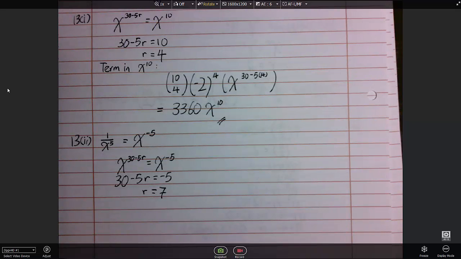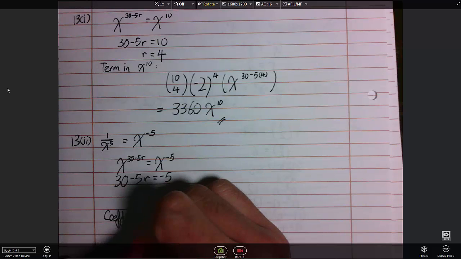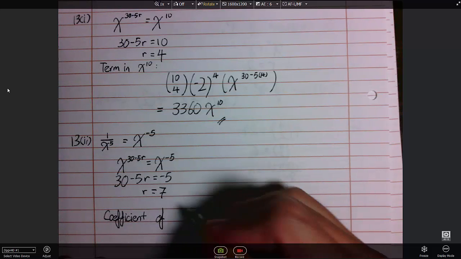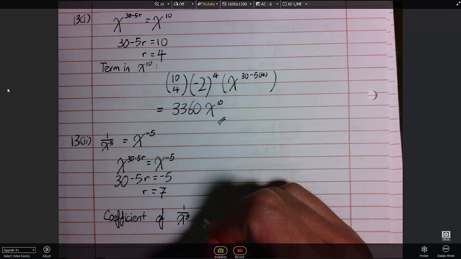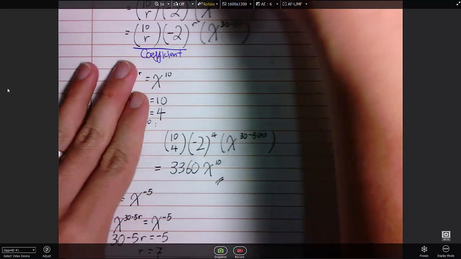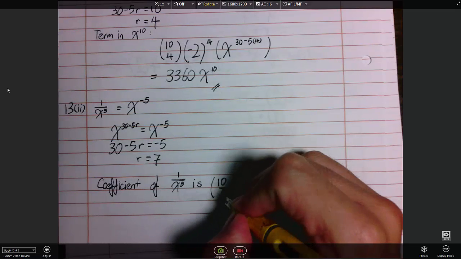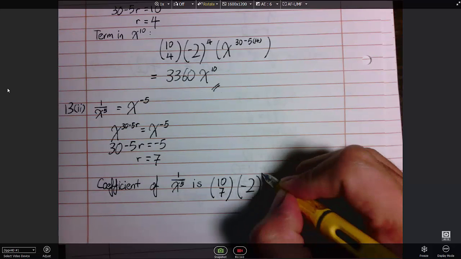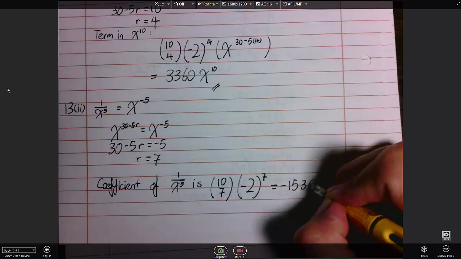Then they want the coefficient. The coefficient of 1 over x to the power of 5 is, as we discussed earlier, 10 choose r, negative 2 to the power of r. So in this case, what we have is 10 choose 7, negative 2 to the power of 7. You just key all of it into the calculator and you get negative 15,360.